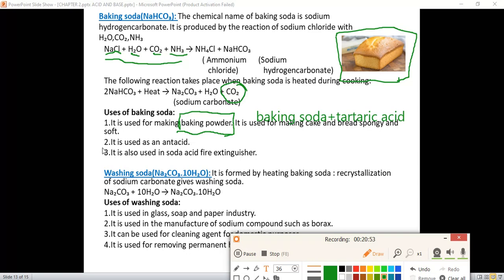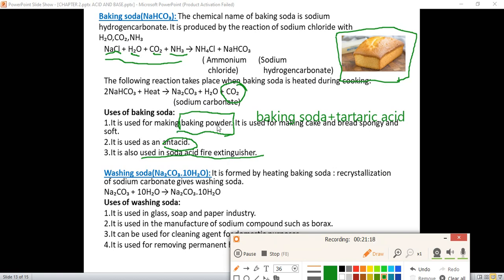The next use of baking soda is as an antacid. What is an antacid? Antacids are those substances which are used during indigestion. They give us relief from pain and acidity. It is also used in soda acid fire extinguisher. So these are the three uses of baking soda.